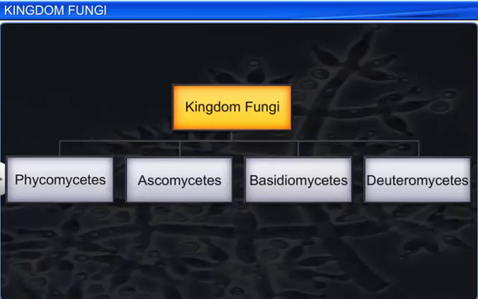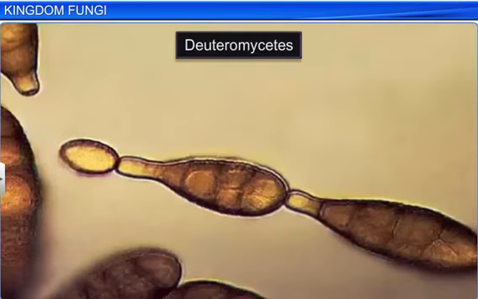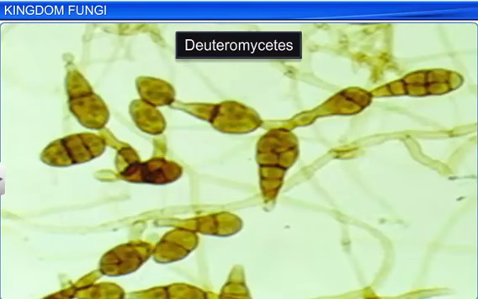The last class of fungi, deuteromycetes, is known as imperfect fungi because we do not know enough about their life cycles. Only their asexual or vegetative phases are known. Deuteromycetes reproduce only through asexual spores known as conidia. They too have a septate and branched mycelium.